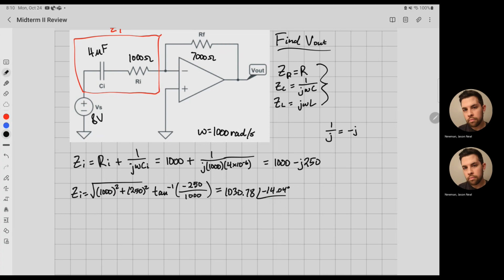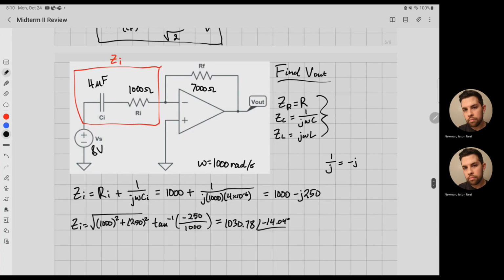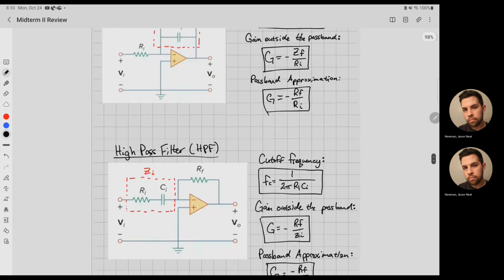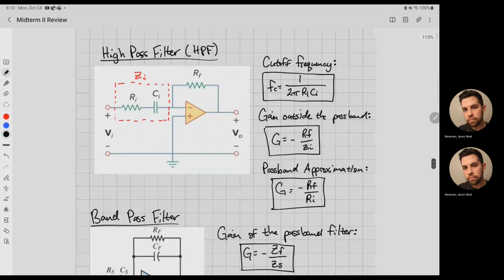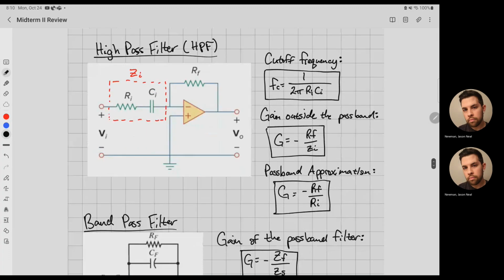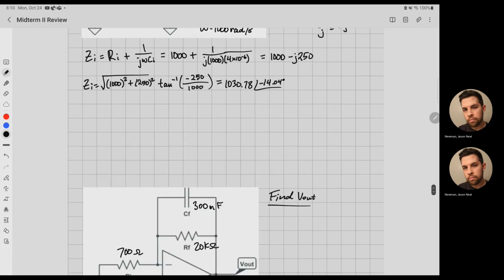All right, so now let's go back to our high pass filter right here. So now let's find this value. We need to use this equation, gain outside the passband. So G is equal to negative RF. Oh, no, sorry. Passband approximation, this one. No, this one. No, I was right the first time. Negative RF over ZI, yeah.